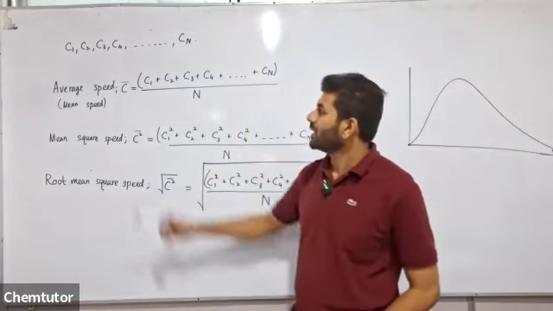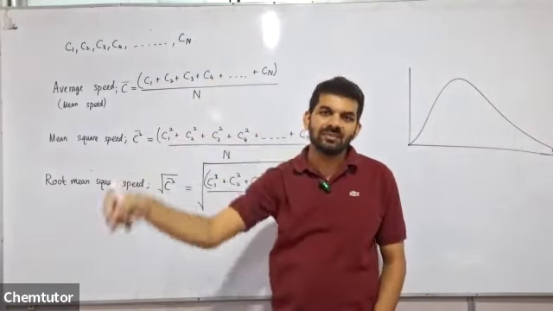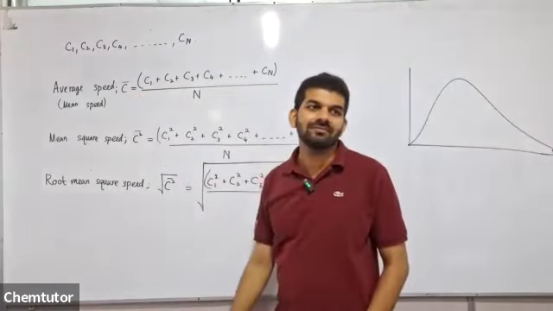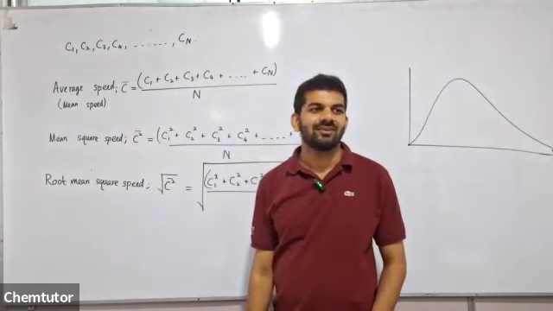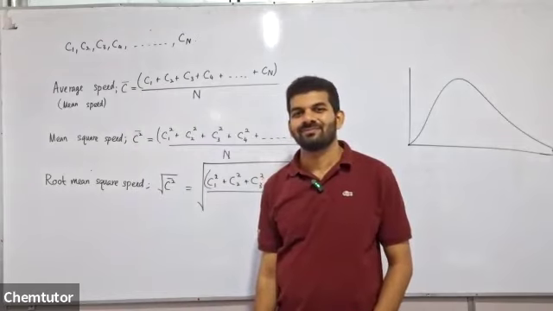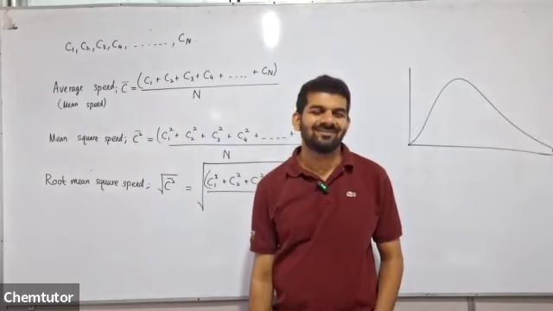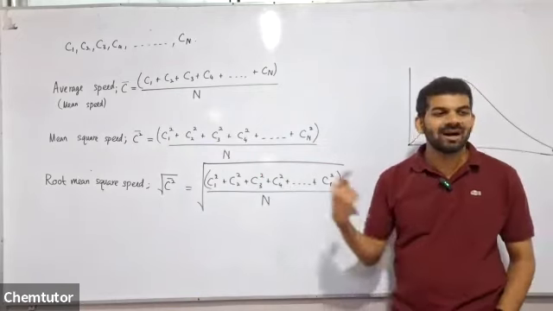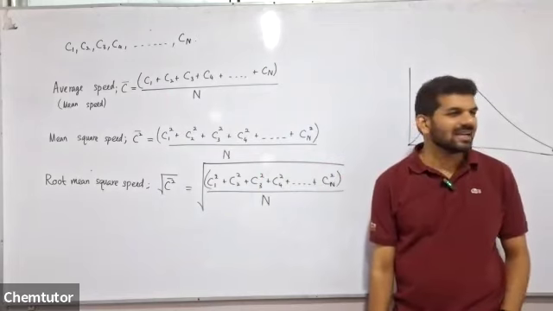So this is the average speed. For anything, the average is the sum of the values divided by the number of values, represented by the symbol C bar. There are different applications of a bar. Here in statistics, bar means mean.